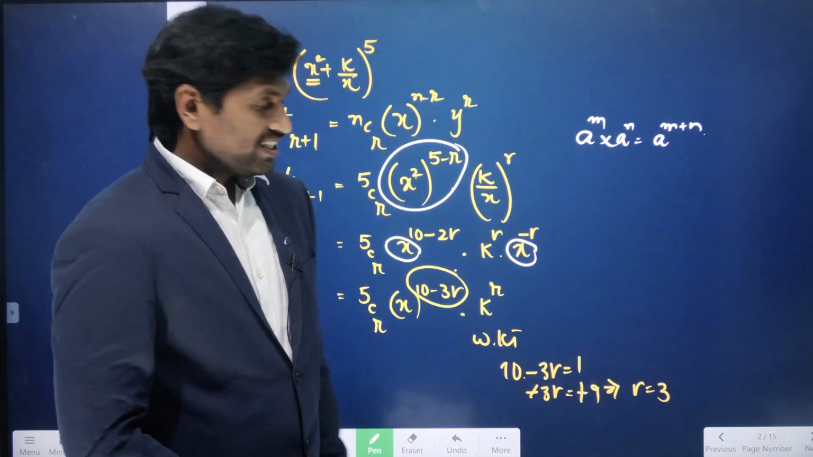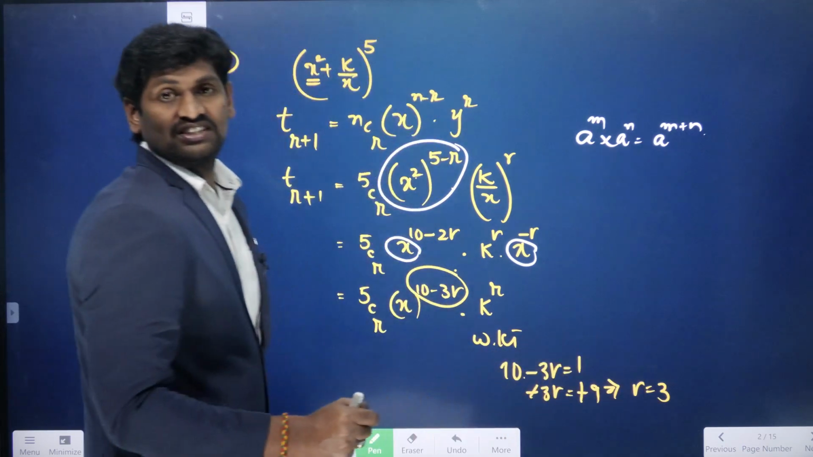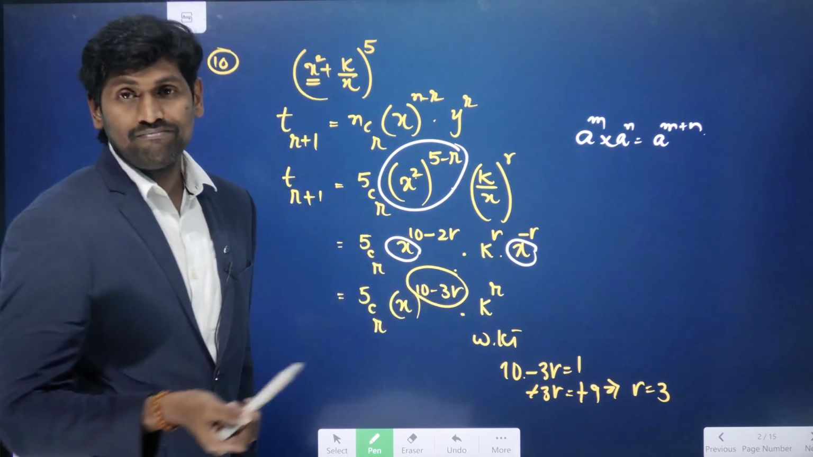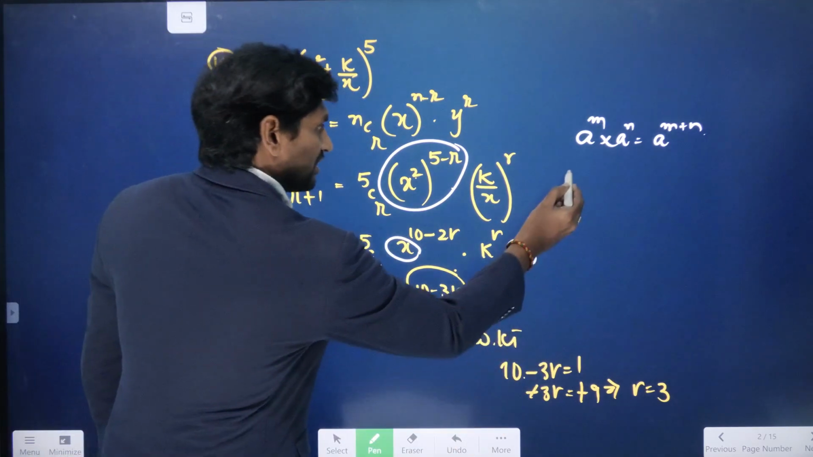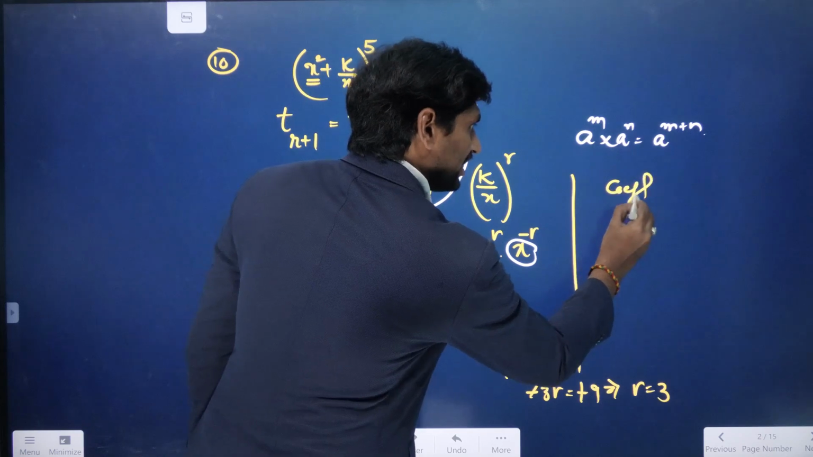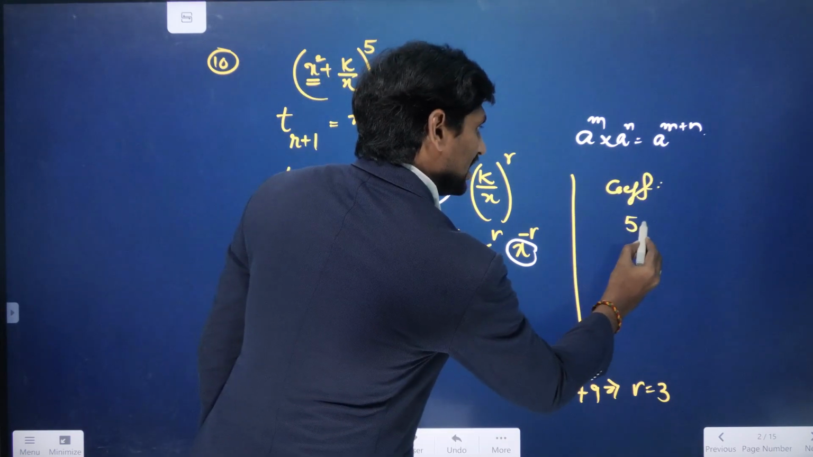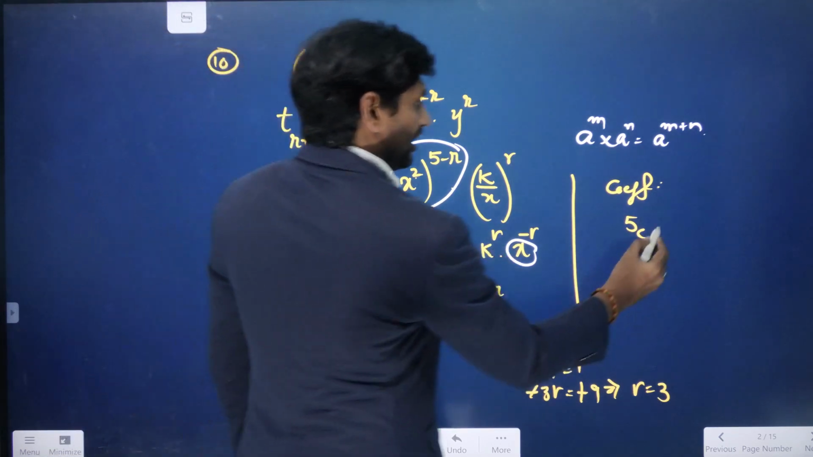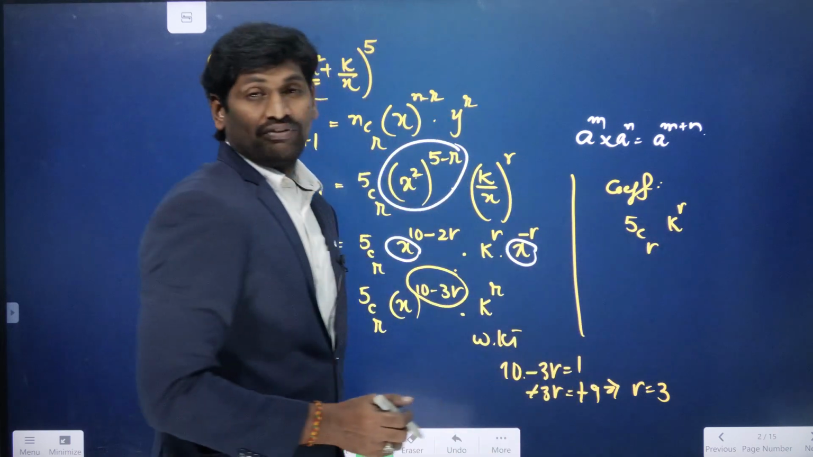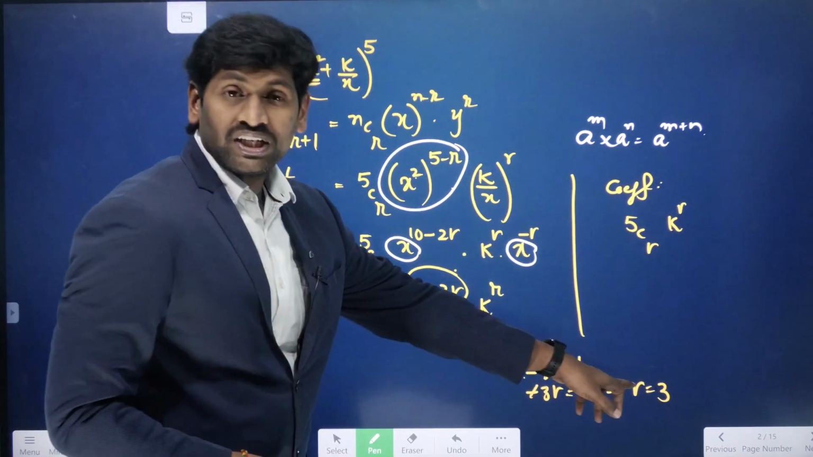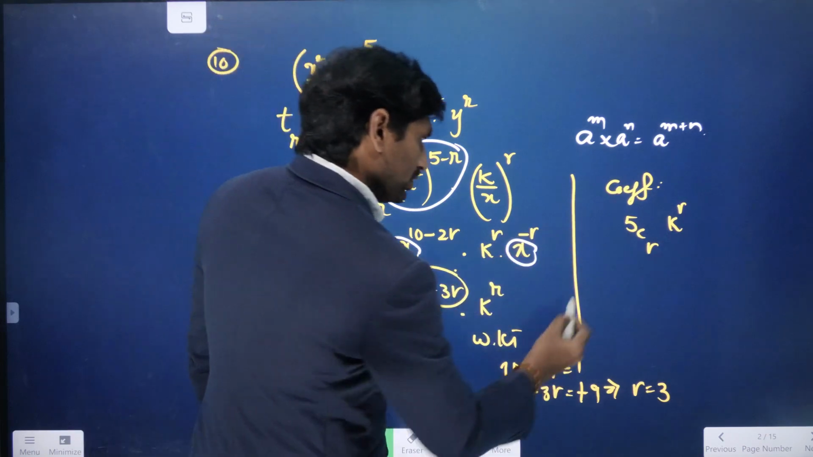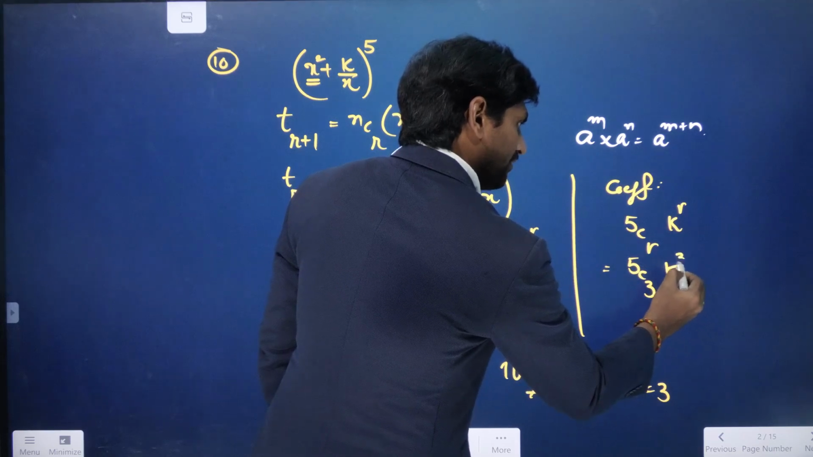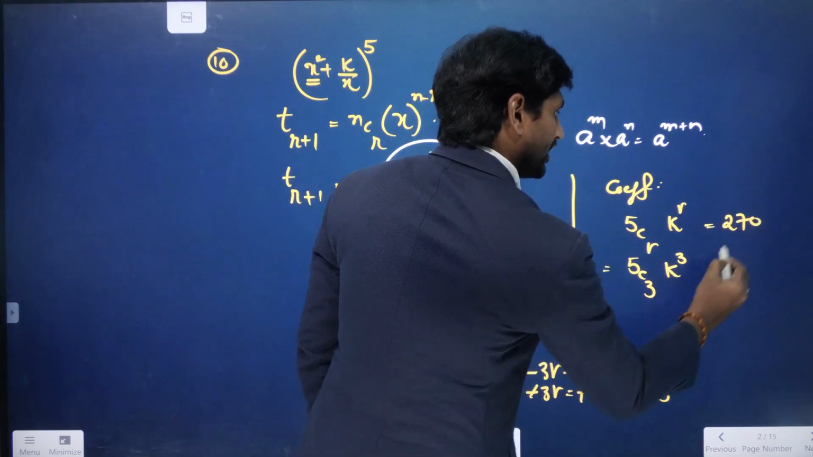The r value is 3. That means whenever the r value is 3, this x power will become 1. Then we need the coefficient. What is the remaining part of the coefficient? The coefficient is nothing but 5Cr, k power r, except x. This is the coefficient of x, but we already found that the r value is 3. So let us substitute, that is 5C3 k power 3. This value is already given, that is 270.